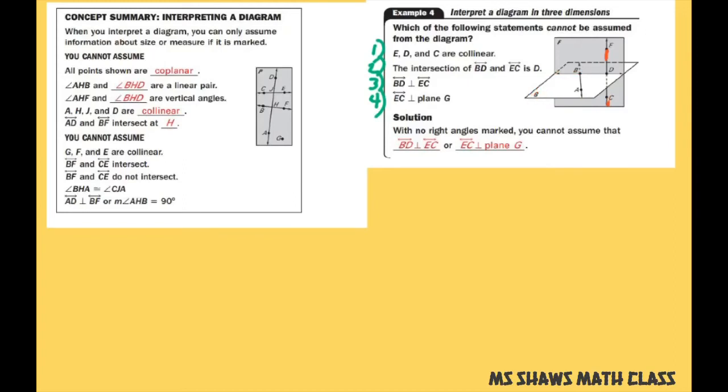E, D, and C are collinear. They're in a straight line here. And the intersection of BD and EC is D, because that's marked, like we did in the previous slide.